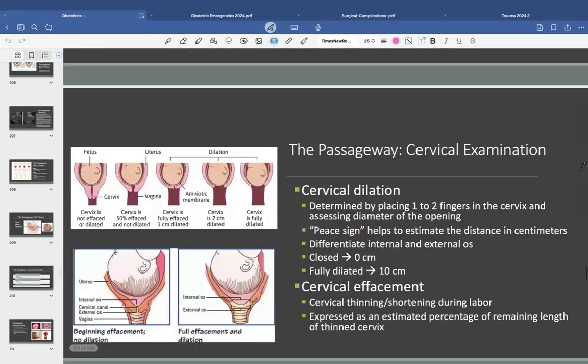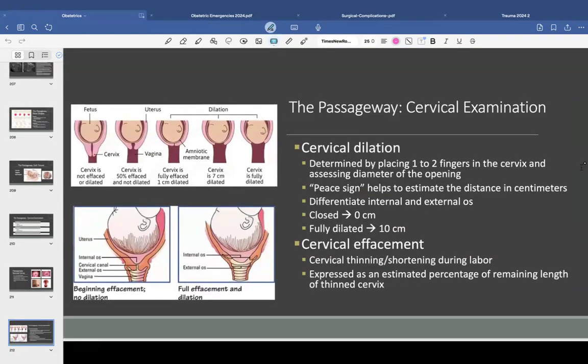Cervical dilation, we've already talked about some, goes from 0 to 10. It can be determined by placing 1 to 2 fingers in the cervix and assessing the diameter of the opening. We talked about a Cheerio to a bagel in terms of comparing sizes in your head. The peace sign helps to estimate the distance in centimeters. You want to basically use your index and your middle finger. 1 centimeter is about a finger's width. So you're feeling in there gently. If it's about 1 finger's width, it's about a centimeter.